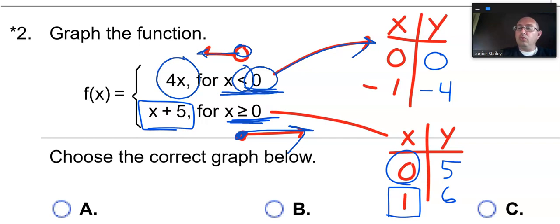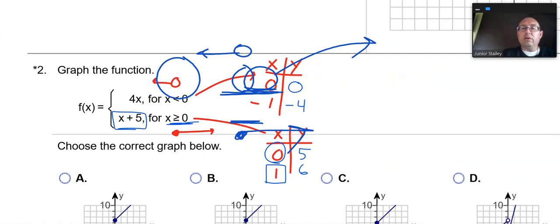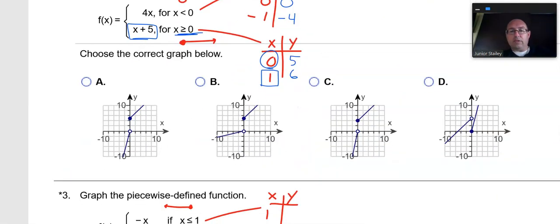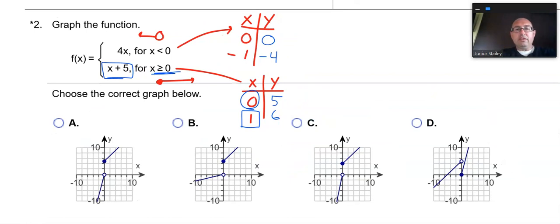Okay, now we can go to the graph. Let me clear all that out. All right, now, I've got my points. So I'm looking for something that has the open dot at 0, 0. Well, this one does not, so I can get rid of that. And then it has to go through the point negative 1, negative 4.